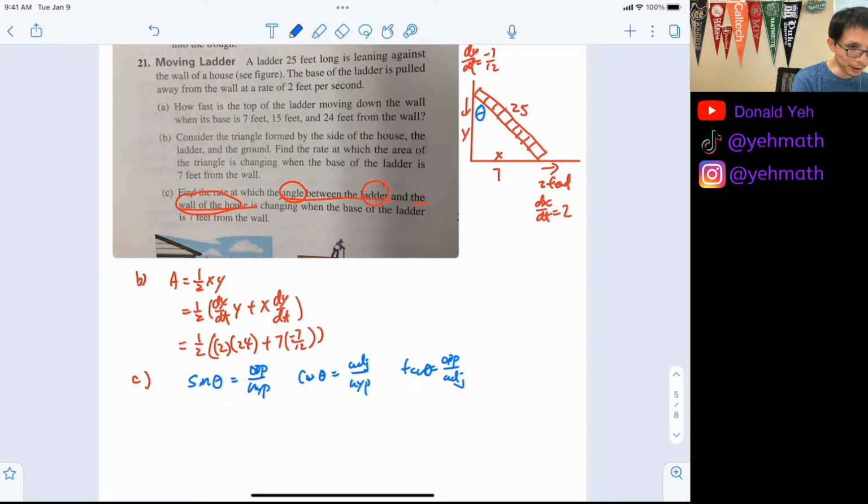So if I would set up a relationship, that would be sine of θ is equal to what? Well, 7 is not staying the same. So you should not use 7. Instead, you should use something else.